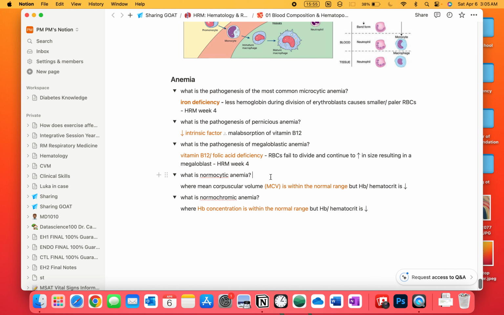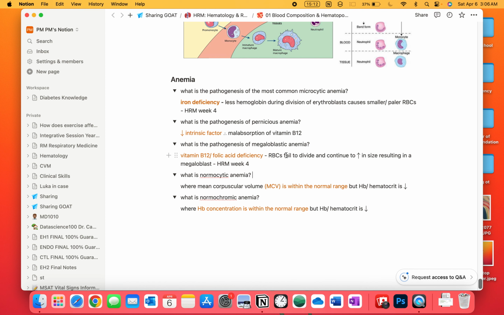Now, going back to the examinable content, the pathogenesis of the most common microcytic anemia is iron deficiency, and this is because you're going to have less hemoglobin during division of erythroblasts, which is going to cause smaller and paler red blood cells. Remember, hemoglobin has a very important role, and there are millions of hemoglobin proteins in the red blood cell. Normocytic anemia, where mean corpuscular volume is within range but hematocrit is decreased. So, by definition, megaloblastic anemia cannot be a normocytic anemia, because a normocytic anemia means that the volume is the same, but the hematocrit is decreased.